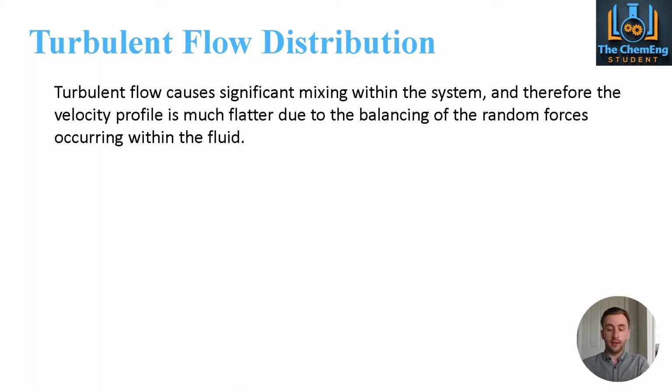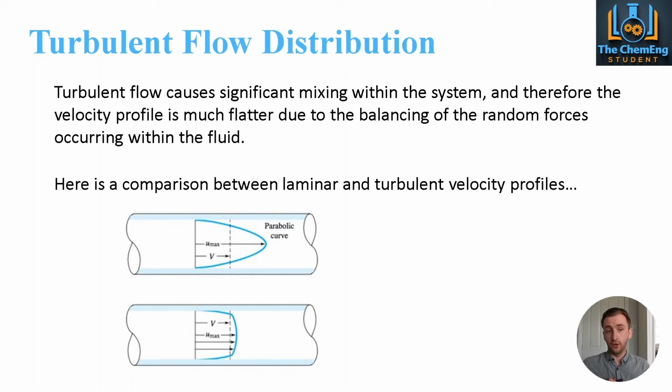If we look at it in the context of turbulent flow, then turbulent flow causes a significant amount of mixing within the system, and therefore the velocity profile becomes much flatter. And this essentially allows us to balance the random forces that are occurring within the body of the fluid.